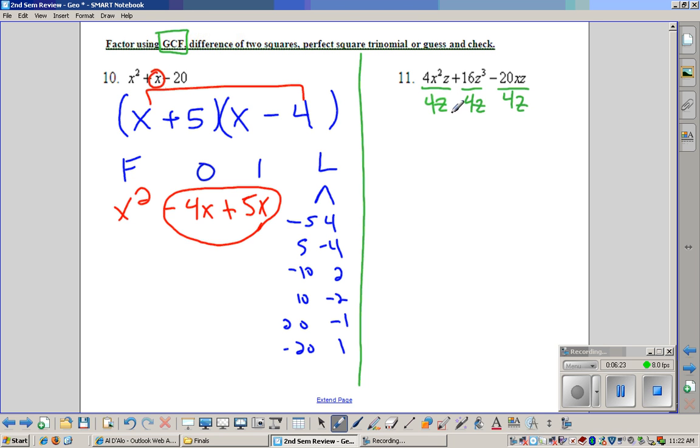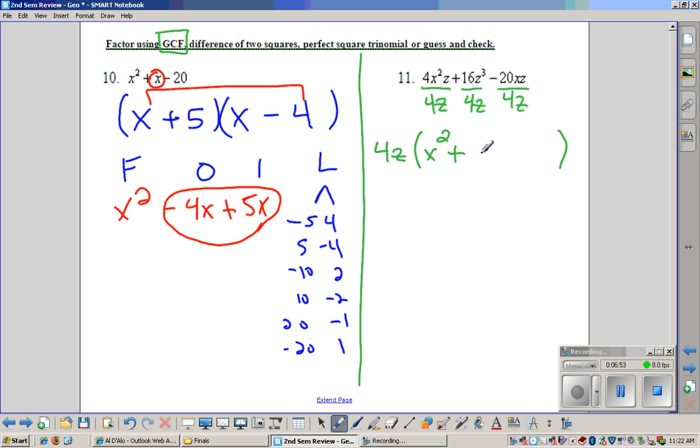And so if you divided all three of these by 4z, what would remain? The way you write it is you factor out the 4z. You pull it outside of all 3 of these. You divide from each one. So now that 4z is out in front. And what's left over is 4 divided by 4 is 1, so there's nothing there. X squared is still there. And then z divided by z is just 1, so it's gone.